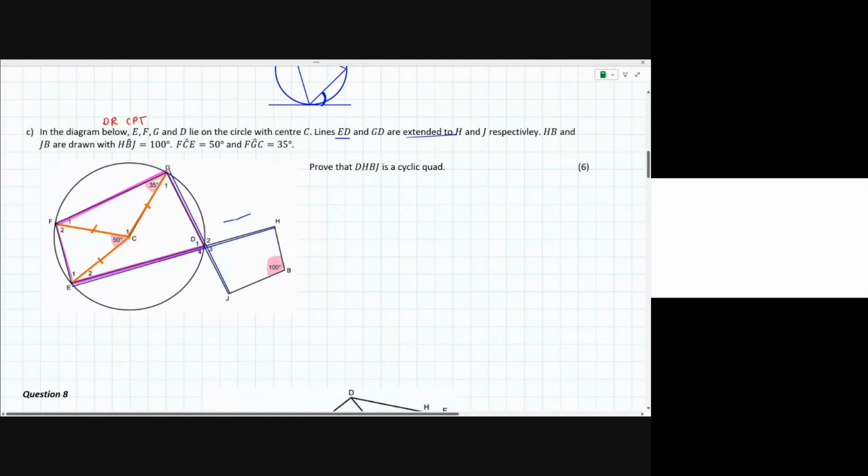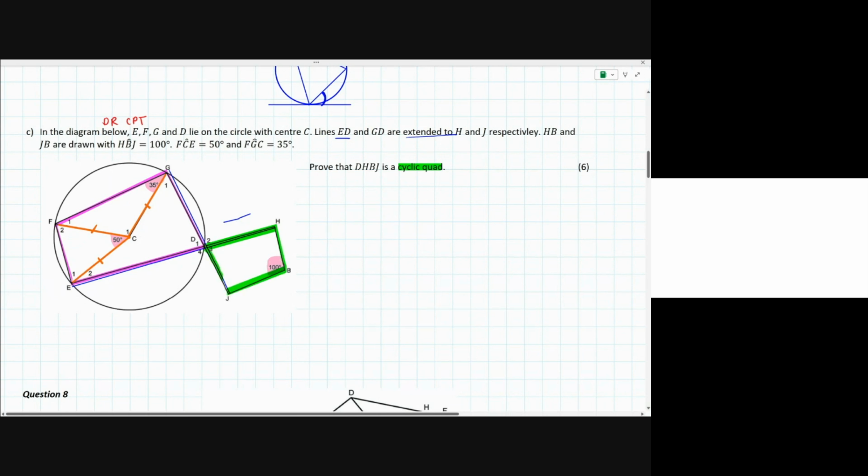So I'm given a whole bunch of information, and I have been asked to prove that something is a cyclic quad. Now, grade 12s, please remember that there are 3 ways to prove a cyclic quad. Option 1 is to prove that your opposite interior angles are supplementary, so they add up to 180 degrees. Option 2 is to prove that the exterior angle is equal to the opposite interior angle. And option 3 is to prove that your angles in the same seg are equal. So those are your 3 options.